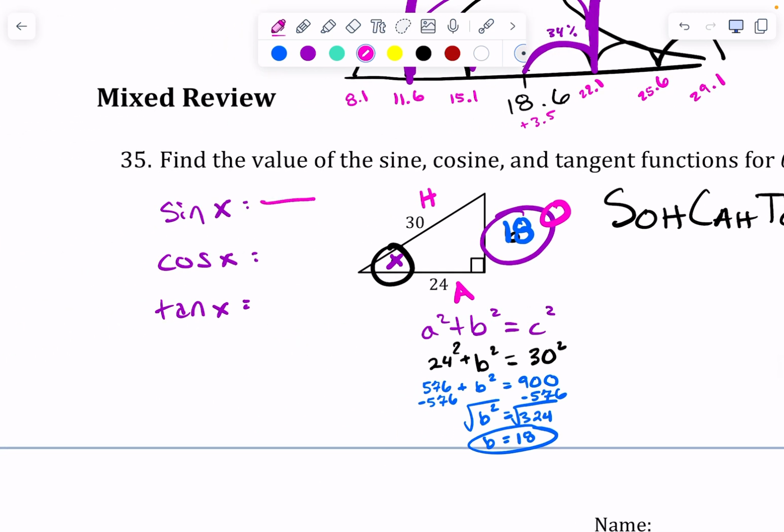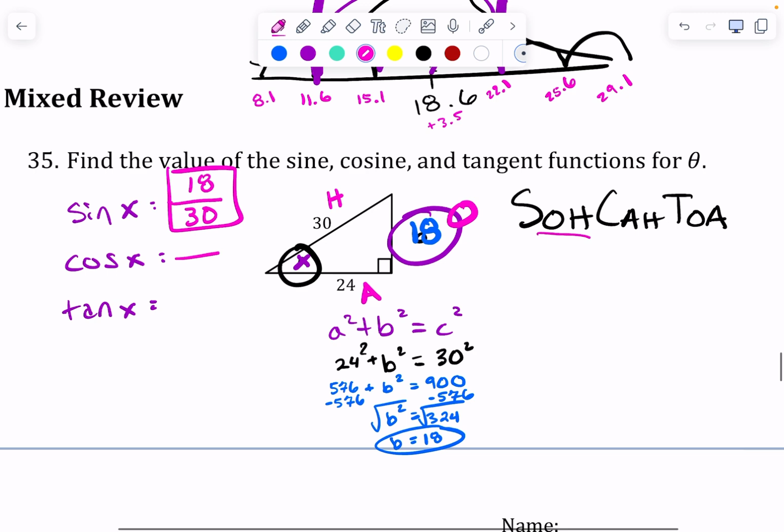Now sine is SOH, opposite over hypotenuse. So which number goes on top? 18. And the hypotenuse is 30. That is all: 18 over 30. If you want to reduce, you can. I ding my trig kids for not reducing, but I don't ding you guys.